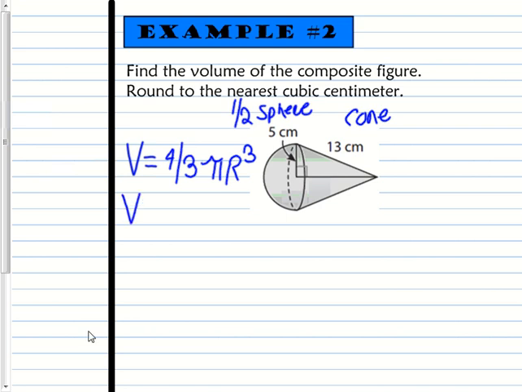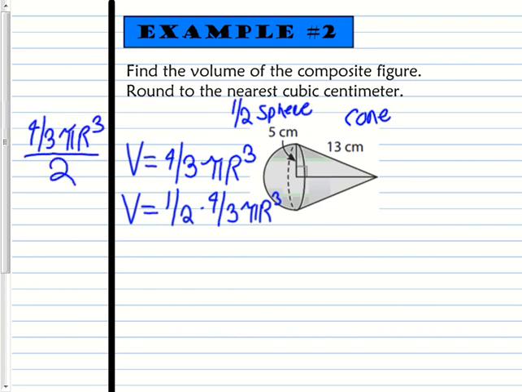So I'm going to rewrite it as the volume equals 1/2 times 4/3 pi r cubed. Or if you want to think about it as 4/3 pi r cubed, and you're dividing all that by 2, you can think about it that way as well. And we are going to round to the nearest cubic centimeter for our final answer. So 1/2 times 4/3 times pi times radius. You can see that right here. The radius is 5.